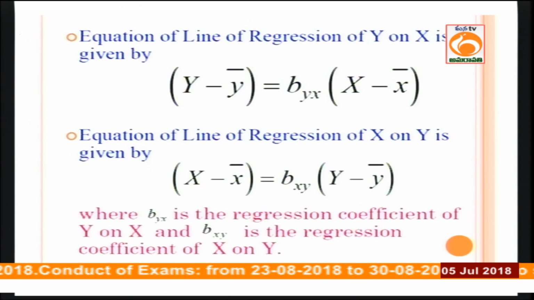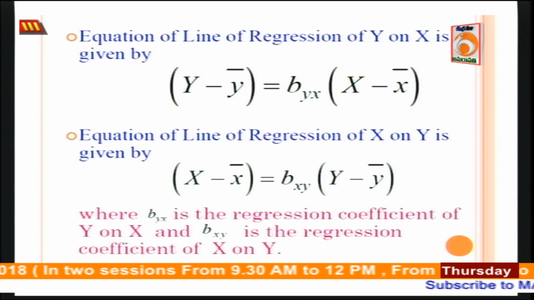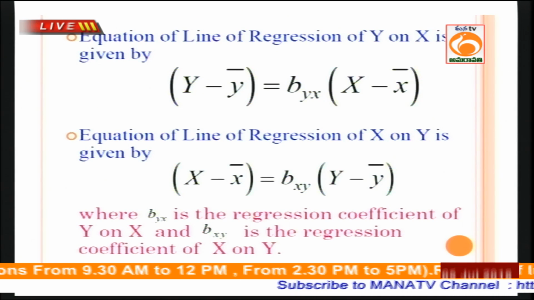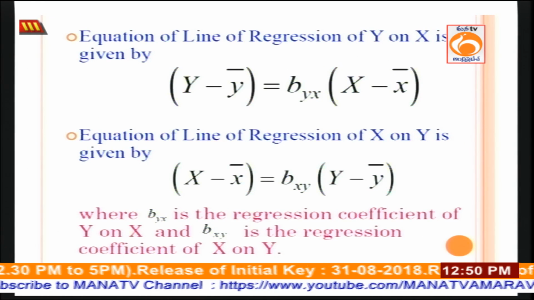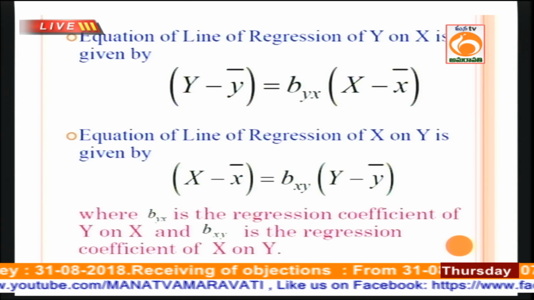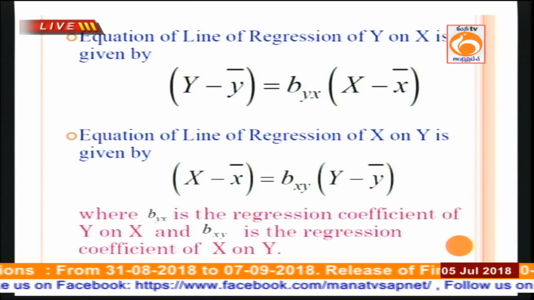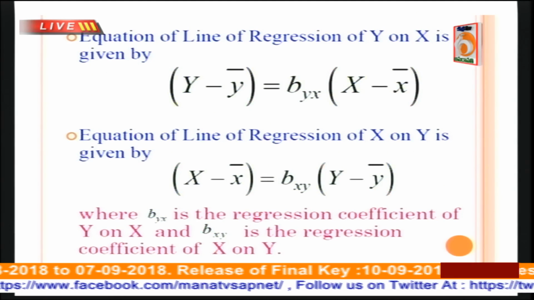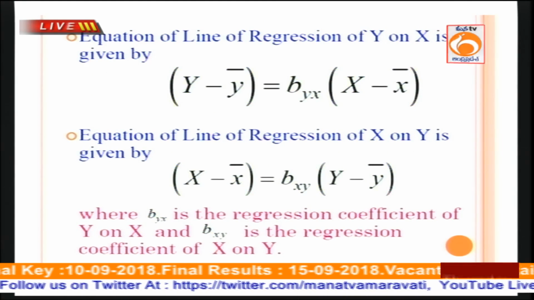And what is the slope of the line here? The slope of the line is b y on x. It is called the regression coefficient of y on x. With the help of the principle of least squares, this is derived: y minus y bar is equal to b y on x into x minus x bar. Replace y1 with y bar, x1 with x bar, and m with b y on x. With the help of the slope-intercept form, we can write this equation.